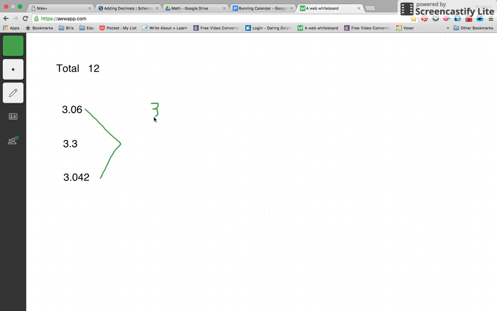First thing I'm going to do is line up all of the decimals. So I'm going to write my first number of 3 and 600ths, 3 and 3/10ths, making sure I line up those decimals, and then 3 and 42 thousandths.